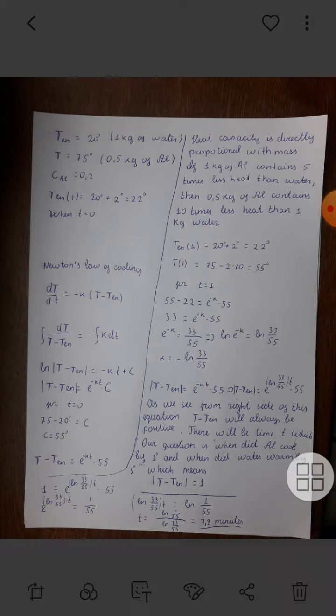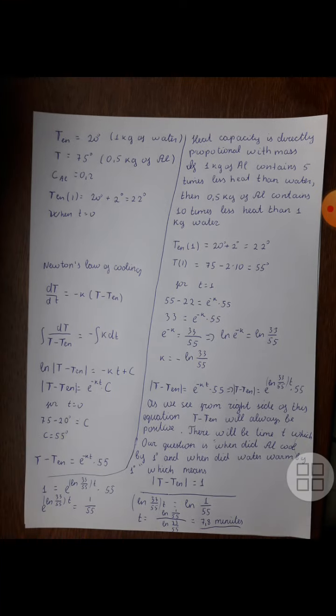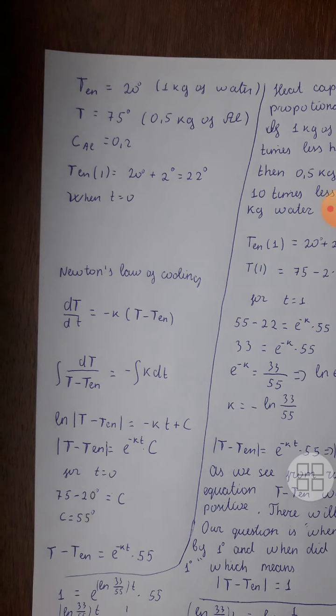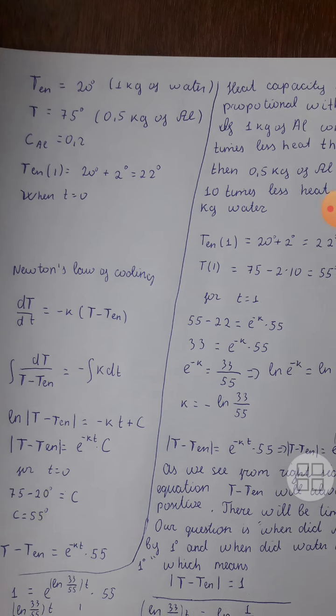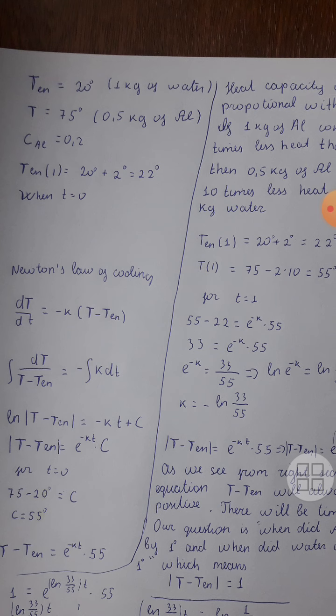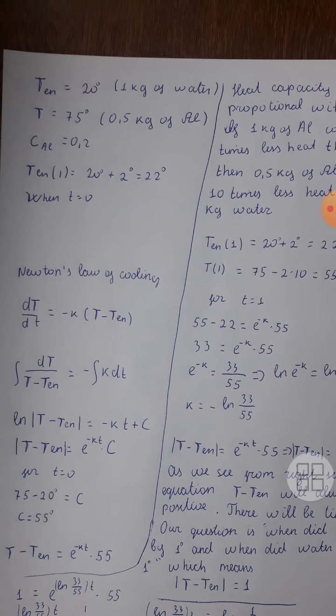Let's try to solve. I have already solved it, so I won't show you my solution. I have stated the environment as the surrounding, which in our case is 1 kilogram of water at 20 degrees, and the cooling body is aluminium at 75 degrees, with mass 0.5 kilogram and heat capacity 0.2. It's also stated that after 1 minute, the water's temperature increased 2 degrees, and it became 22 degrees.